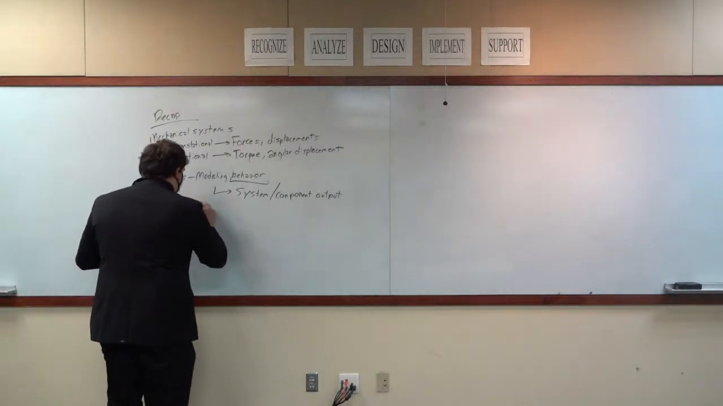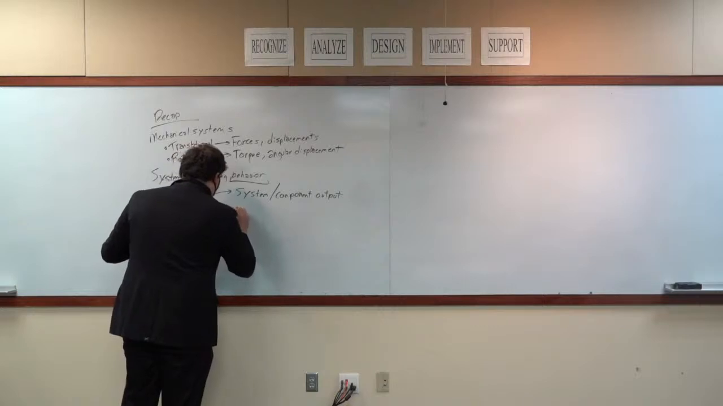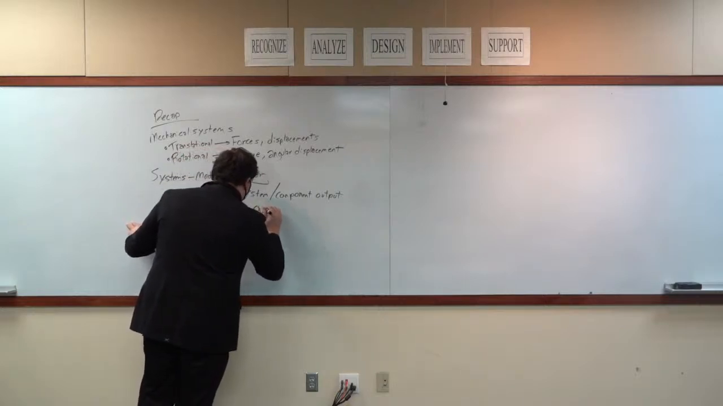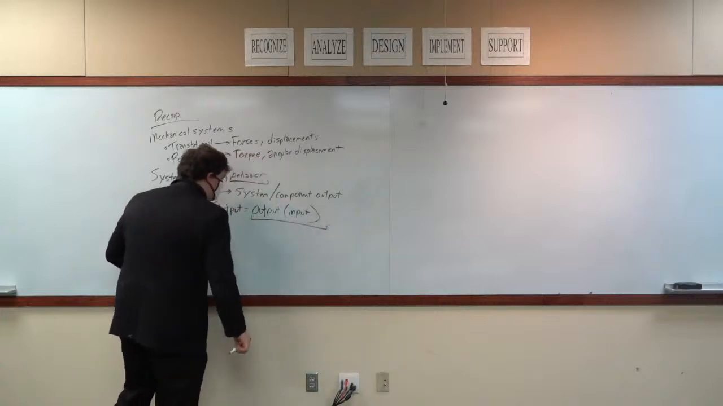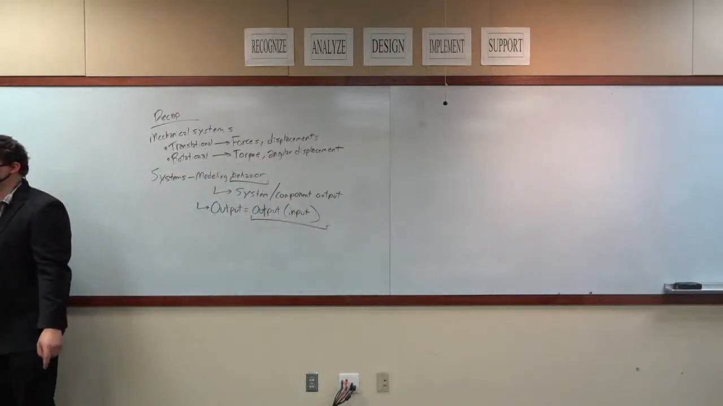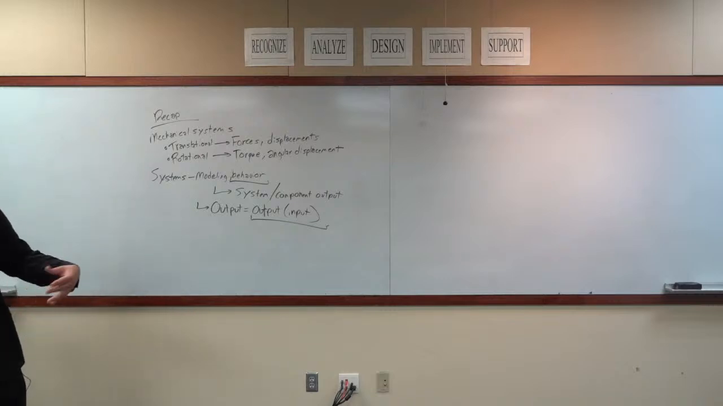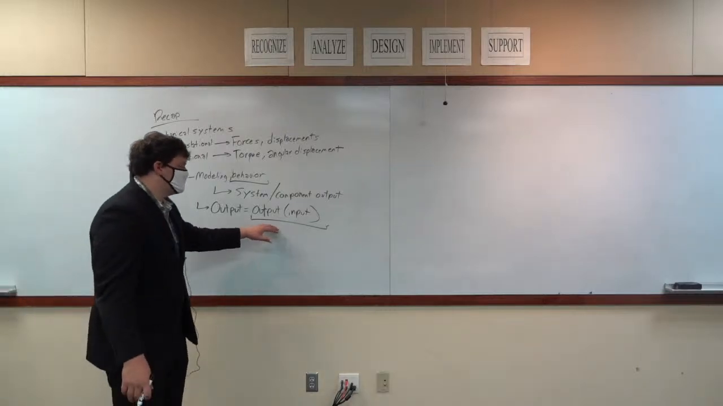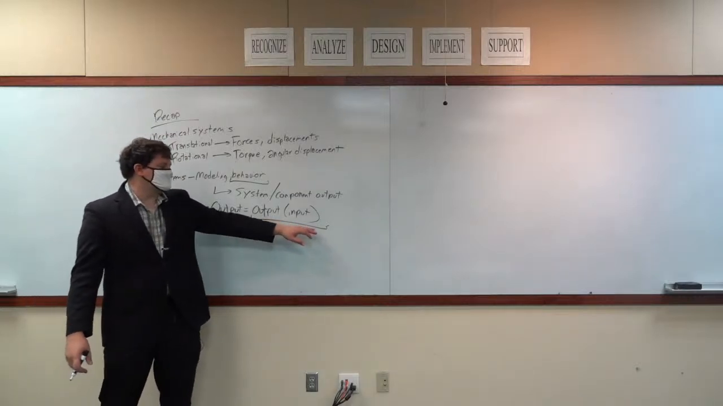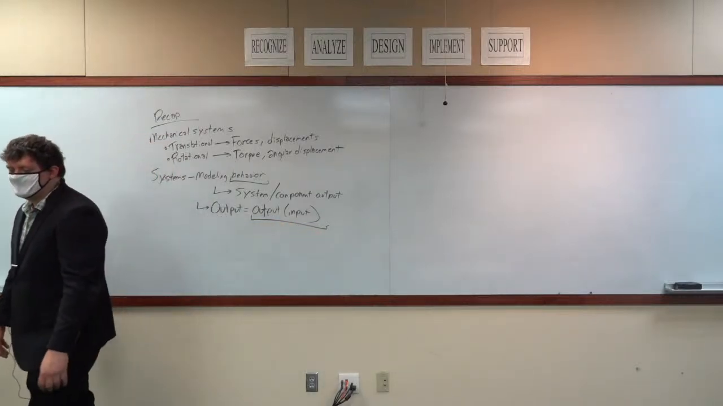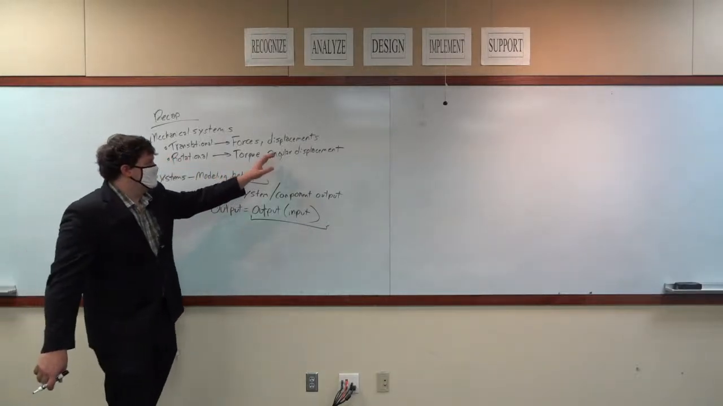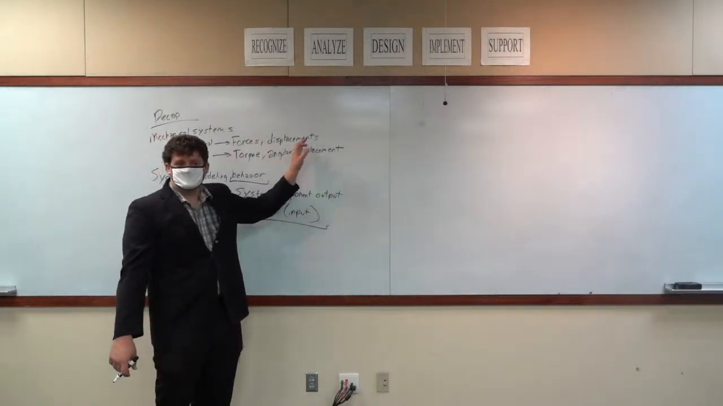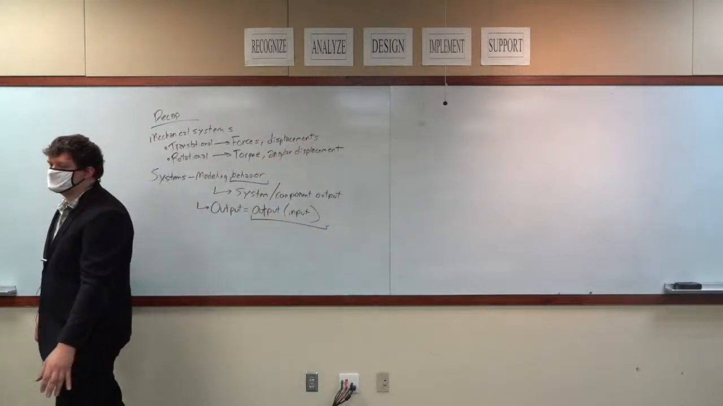Okay, so for systems, output is equal to output as a function of input. And this is the whole reason why we're trying to model these systems. We're trying to come up with the relationship, the function that defines the output in terms of the input. For the translational system, the output was displacement, acceleration, velocity. It was a time-varying displacement function.